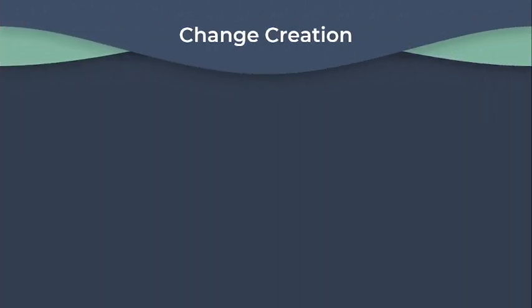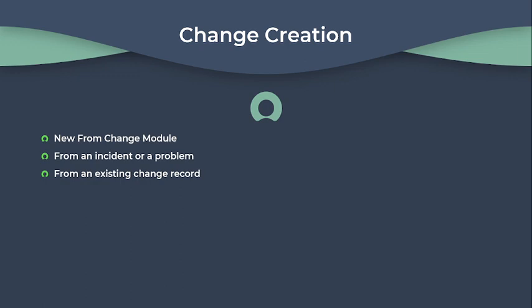Then the next is from an incident or a problem. As a user with the sn_change_write role, you can create a standard, normal, or an emergency change from an incident or a problem. Open the incident or problem, right click the form header and select create normal change, create standard change, or create emergency change. In this way we can create the changes from an incident or a problem.